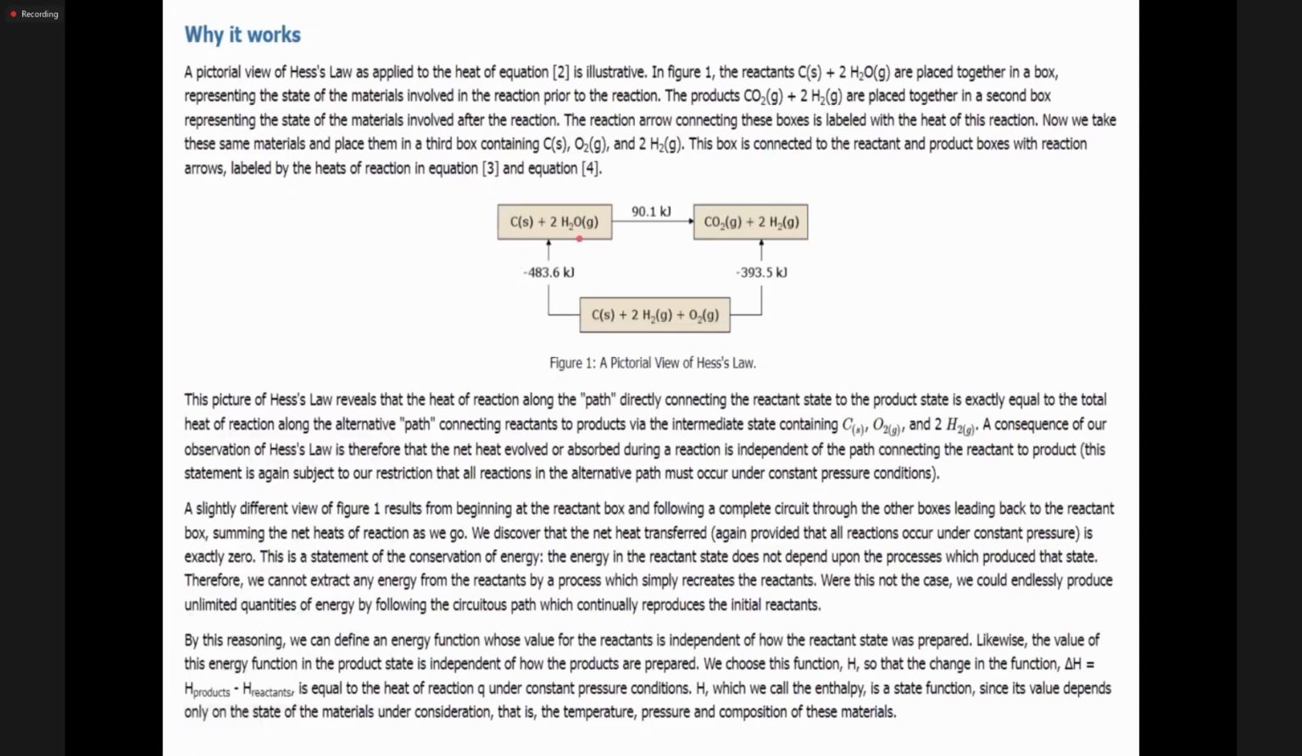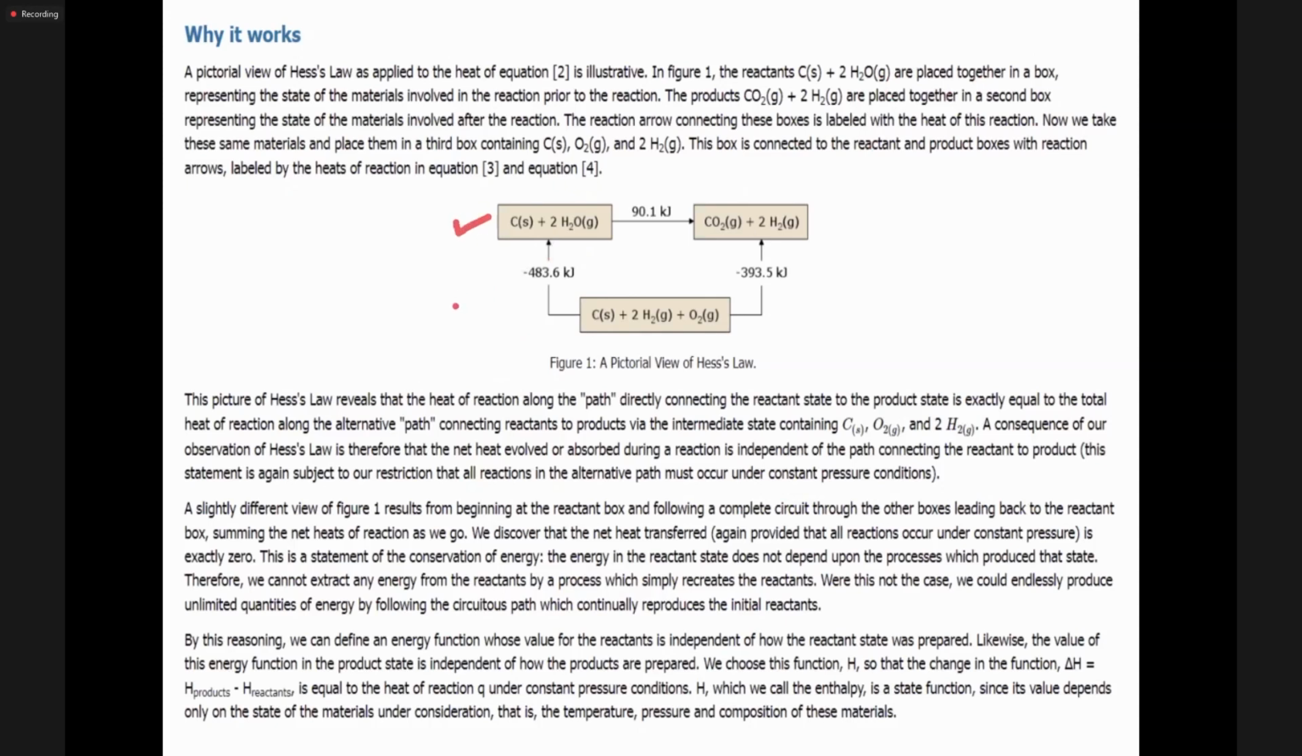You can see we have a state with C, carbon, that is solid, with 2 moles of water in gas phase, which will produce, if burnt in oxygen, CO2 in gaseous form and 2 moles of dihydrogen. The entire process requires 90.1 kilojoule. This is figure 1, a pictorial demonstration of Hess's law of constant heat summation. C plus 2H2O are placed in a box together. This is the first box.